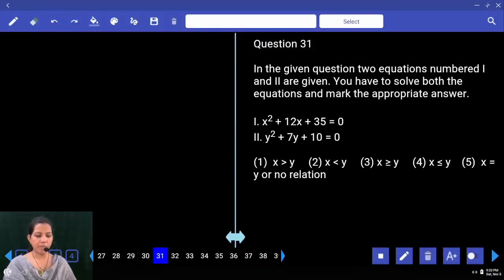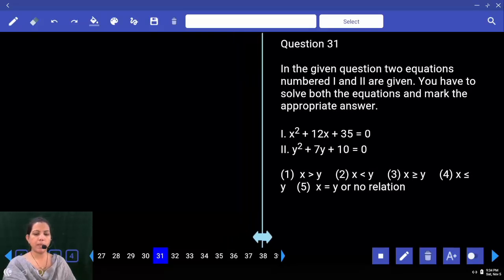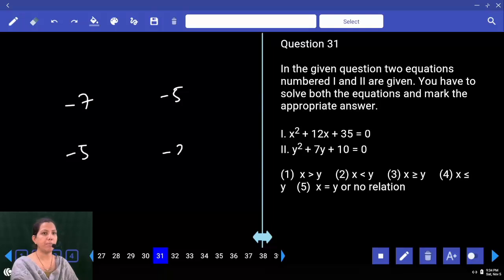Question number 31 to 35, quadratic equations. X square plus 12x plus 35 equal to 0, negative roots, and the second equation also negative roots. What are the roots of the first equation? Minus 7, minus 5. Second equation: minus 5 and minus 2. Minus 7 and 5 are less than or equal to minus 5 and 2. So answer x less than or equal to y.